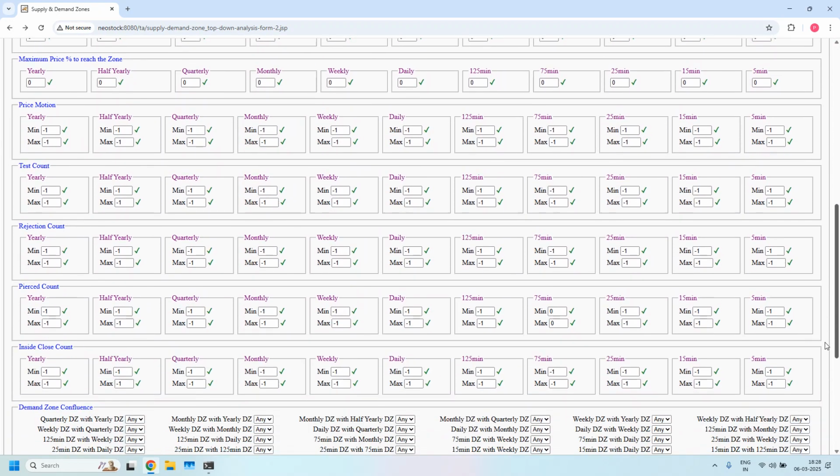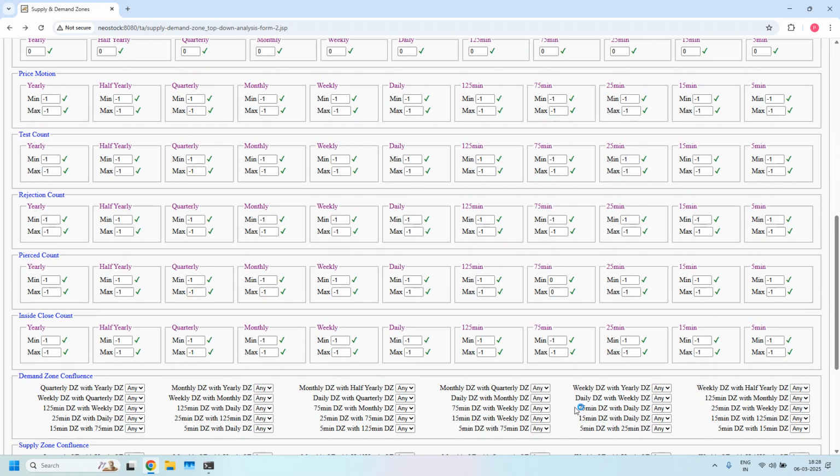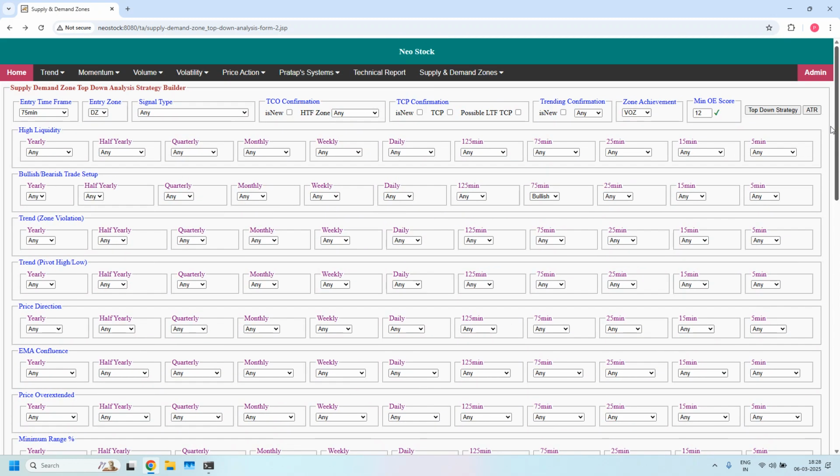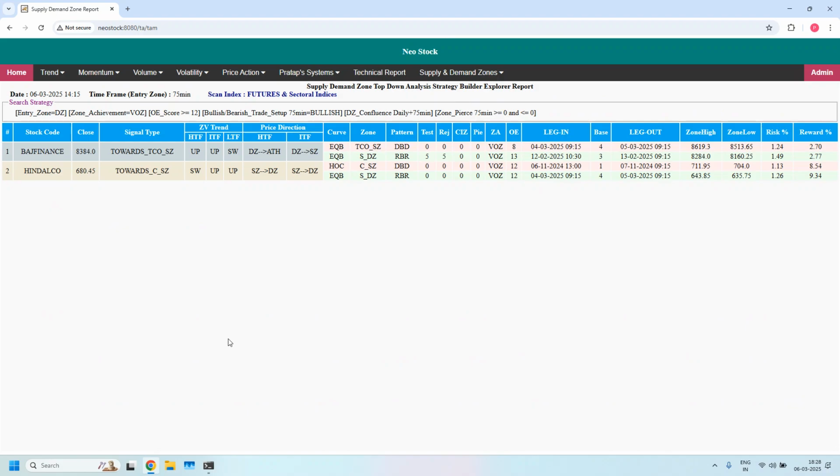So in the demand zone confluence, I am enabling the filter 75 minutes demand zone with daily demand zone confluence. With this filter, we got 2 stocks out of 4. And these 2 are even more high probability trade setup 75 minutes demand zones. Okay, but within these 2, we need to check even EMA confluence is there or not, daily zone.